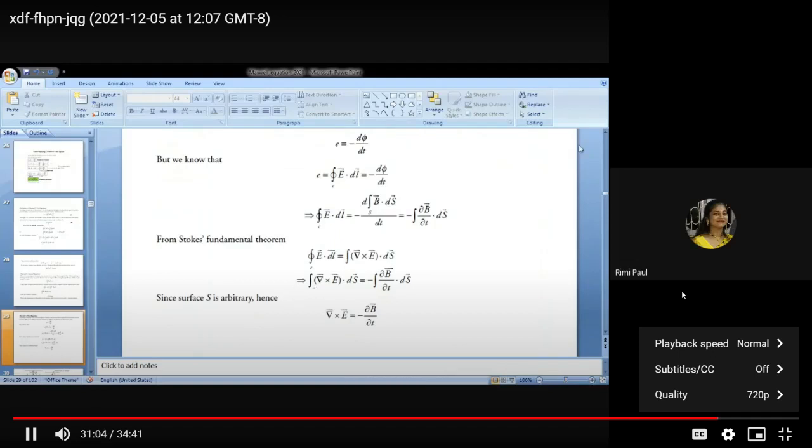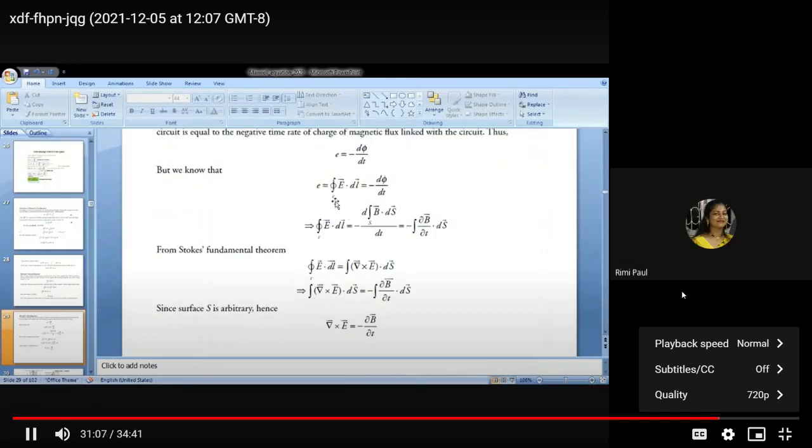So what we are saying, closed line integral E dot dl is equal to minus del B by del t. So if I take this, del by del t is outside, minus del by del t outside, and we are taking B bar dot ds bar. And here we are taking this closed line integral E dot dl, we can apply Stokes theorem, then we can convert the line integral to a surface integral.